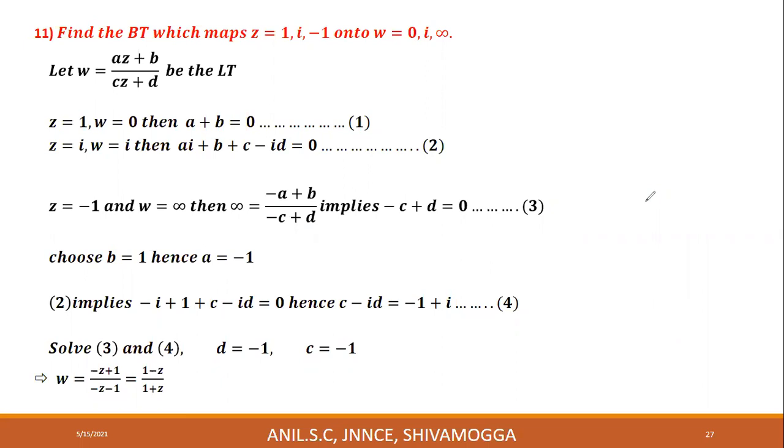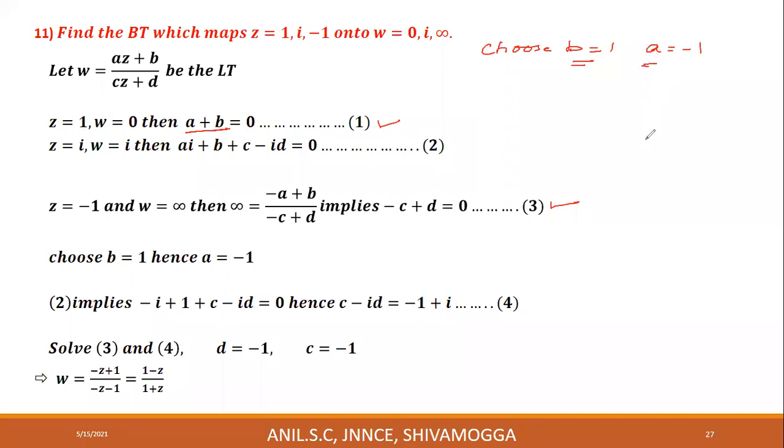Now choose one simple equation which is expressed in 2 unknowns. There are 2 such equations, equation number 1 and equation number 3. I choose equation number 1. A plus B is equal to 0. Choose B is equal to 1. When B is equal to 1, A is equal to minus B. Therefore, A is equal to minus 1.